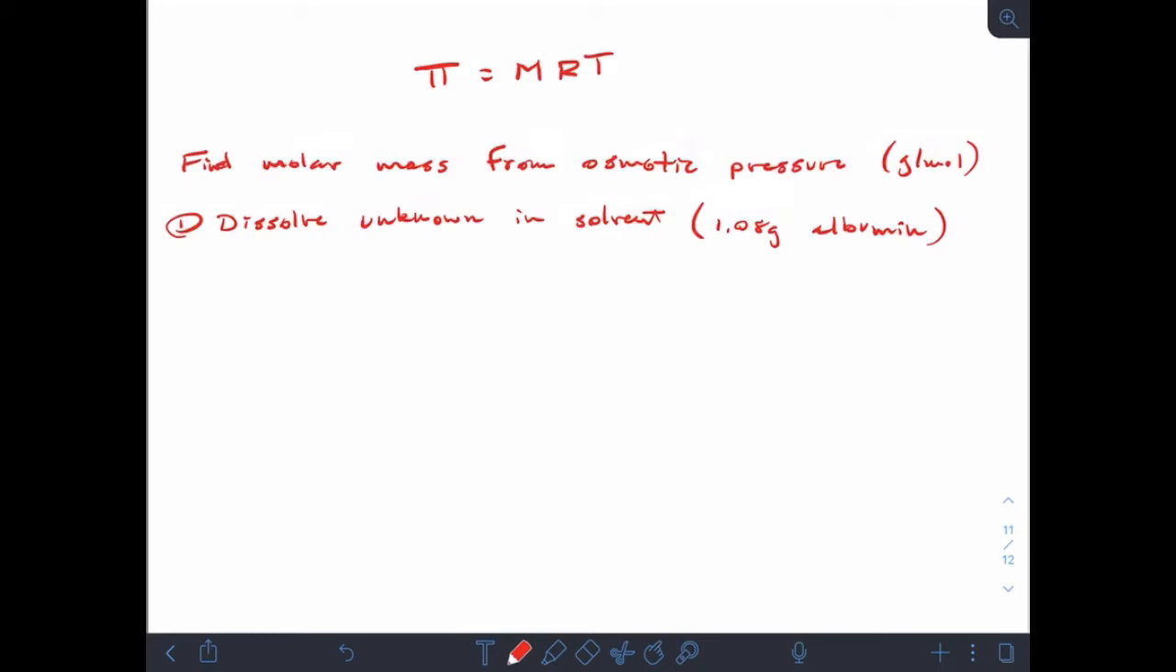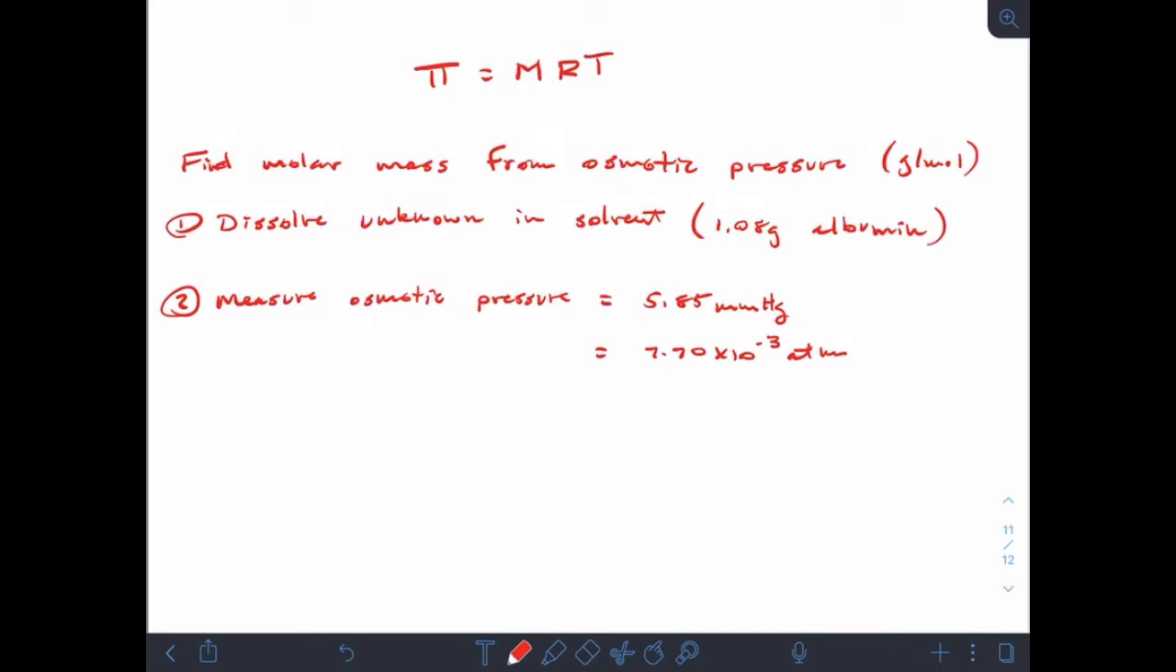Right? So we dissolve the unknown in the solvent and we measure the osmotic pressure. And we find that the osmotic pressure is 5.85 millimeters of mercury, which equals 7.70 times 10 to the minus 3 atmospheres.